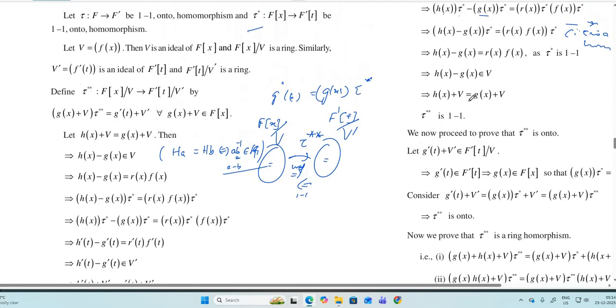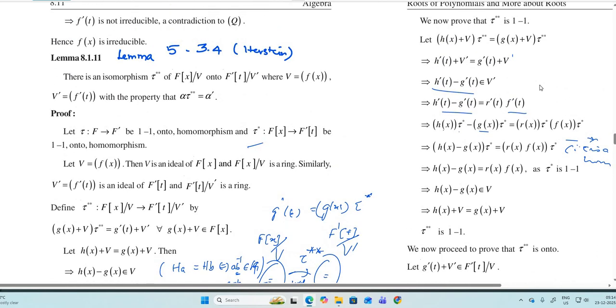This is because your v prime is generated by f prime. So that is the reason. Here tau star being a homomorphism, you have this step. Tau star being 1 to 1, the pre-images must be equal. So you have this, but your v is generated by f of x. So you have this step. The reason for this step is this. This again in turn implies, the same result is used. So you have this step. So tau double star is 1 to 1.